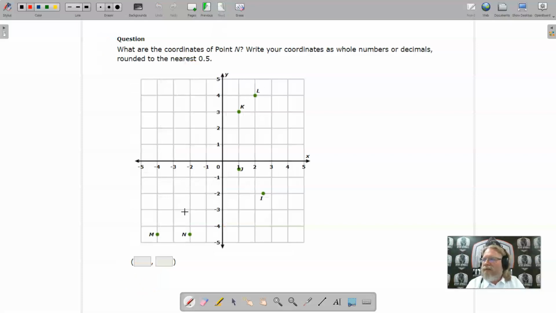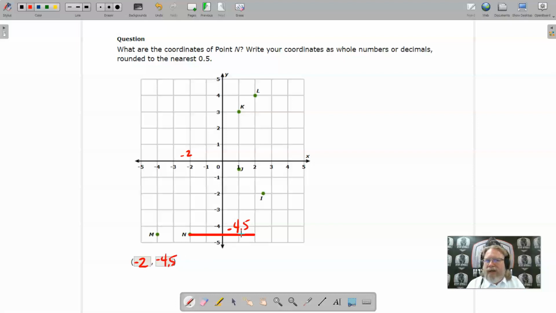And my final question, or final example for this activity, what are the coordinates of point N? So let's find N. Here's N right there. So we need to write your coordinate as a whole number or decimal rounded to the nearest 5/10. So point N is what we're looking at right here. Well, we see that indeed it is on a line, and that line matches up with negative 2 for the x, because we read the x first. So we have negative 2, and then let's see where it lines up with the y-axis. Running through here, it goes right through there, and right in between negative 4 and negative 5 would be negative 4.5. So our y value is negative 4.5.